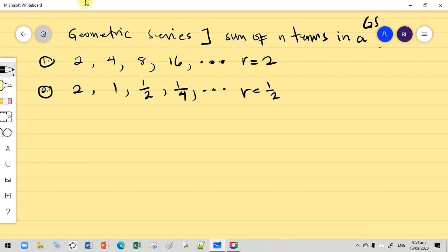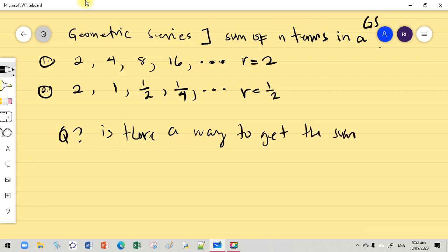As you notice, in number 1, if you're going to continue that, the question is: is there a way to get the sum up to, let's say, infinity? Okay, for number 1, is there a way to get the sum of all the terms until infinity? Okay, so that is the question.